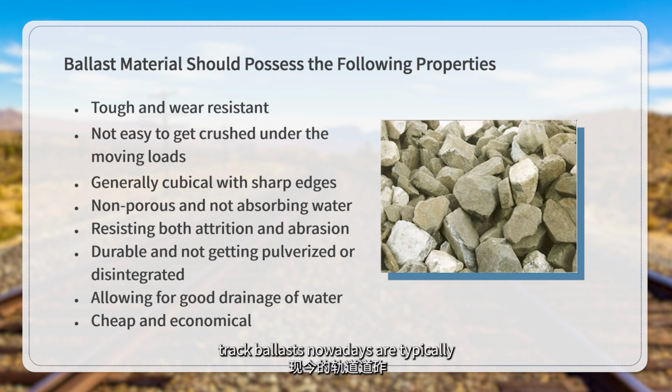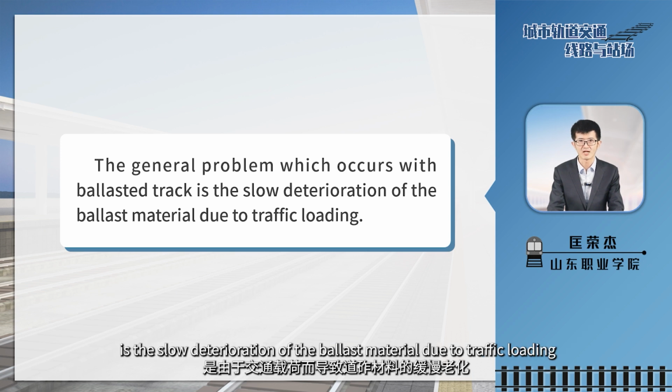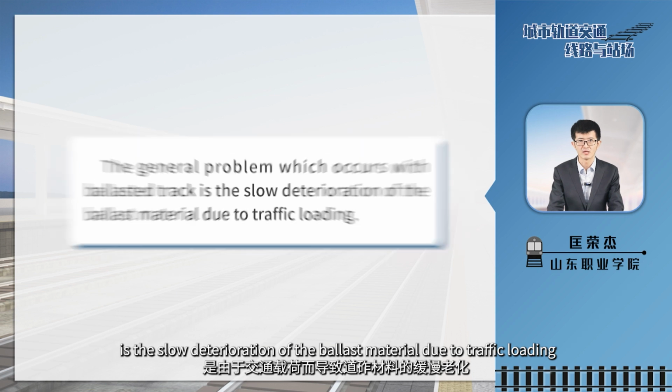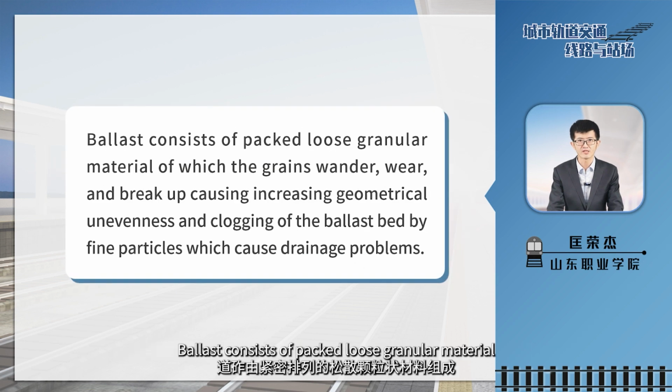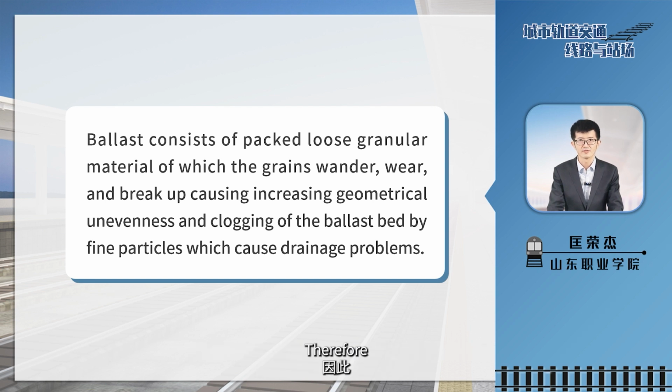Therefore, track ballasts nowadays are typically made from crushed rocks or gravels, although other materials may also be used. The general problem which occurs with the ballasted track is the slow deterioration of ballast materials due to traffic loading. Ballast consists of packed loose granular materials of which the grains wander, wear, and break up, causing increasing geometrical unevenness and clogging of the ballast bed by fine particles, which cause drainage problems. Therefore, regular maintenance is time after time needed to restore the track alignment.